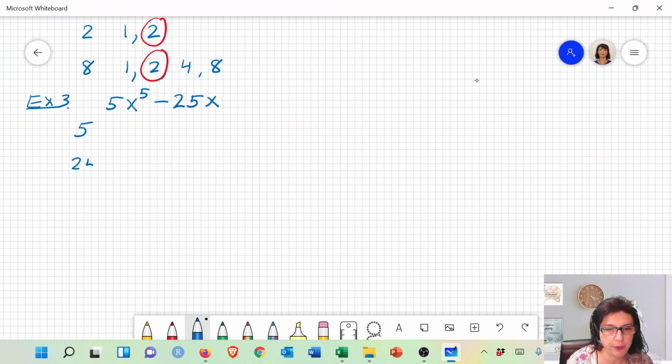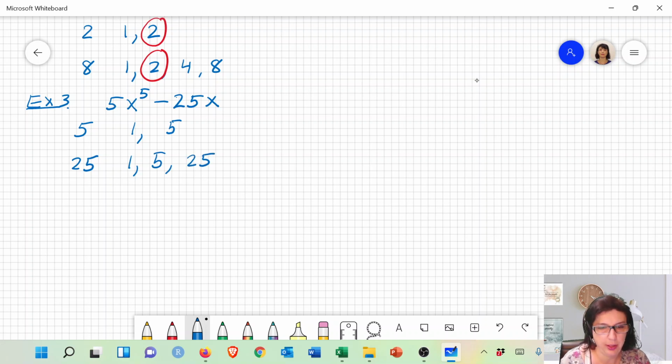5 and 25. Let's see what they share. 5 has a factor of 1 and it also has a factor of 5, right? Nothing else because it's a prime number. 25: 1, yes, 5, yes, and 25, and nothing else. You can check and see that those are the only factors of 25. So now if I look at what they share, looks like the largest factor they share is a 5. So that's what I'm going to take out.